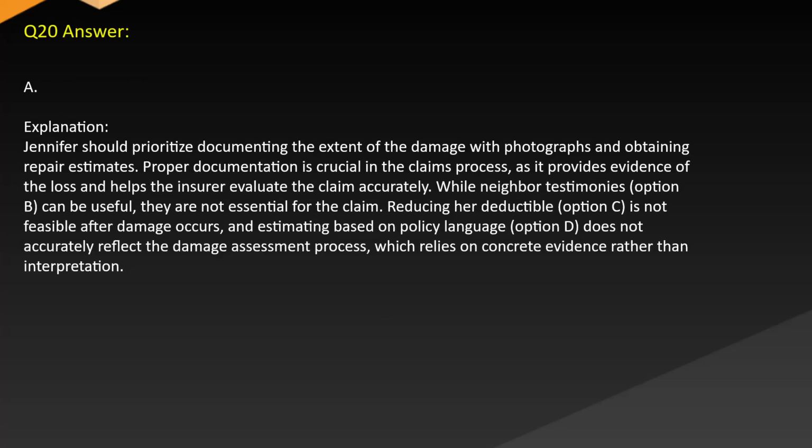Answer A. Explanation. Jennifer should prioritize documenting the extent of the damage with photographs and obtaining repair estimates. Proper documentation is crucial in the claims process, as it provides evidence of the loss and helps the insurer evaluate the claim accurately. While neighbor testimonies, option B, can be useful, they are not essential for the claim. Reducing her deductible, option C, is not feasible after damage occurs, and estimating based on policy language, option D, does not accurately reflect the damage assessment process, which relies on concrete evidence rather than interpretation.